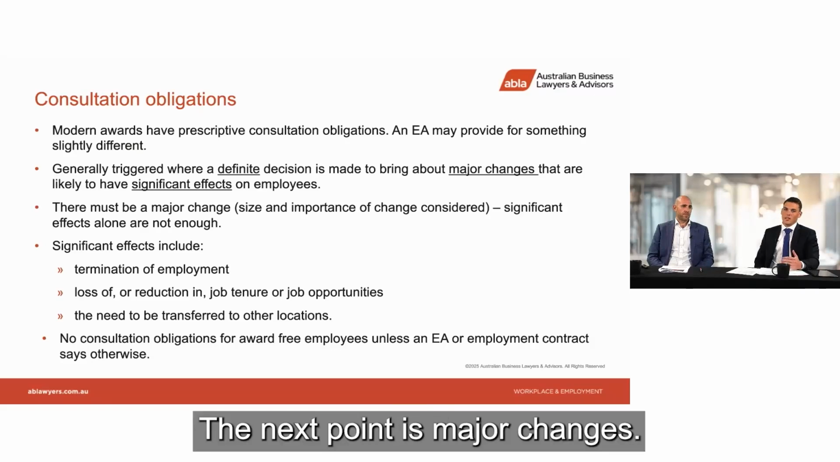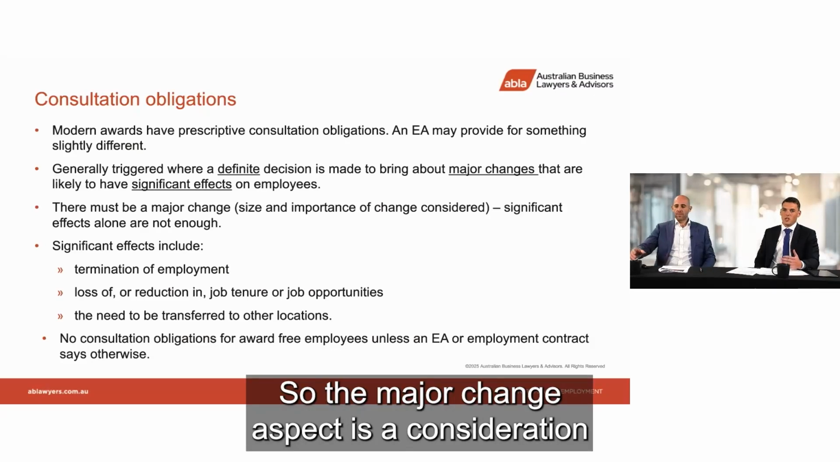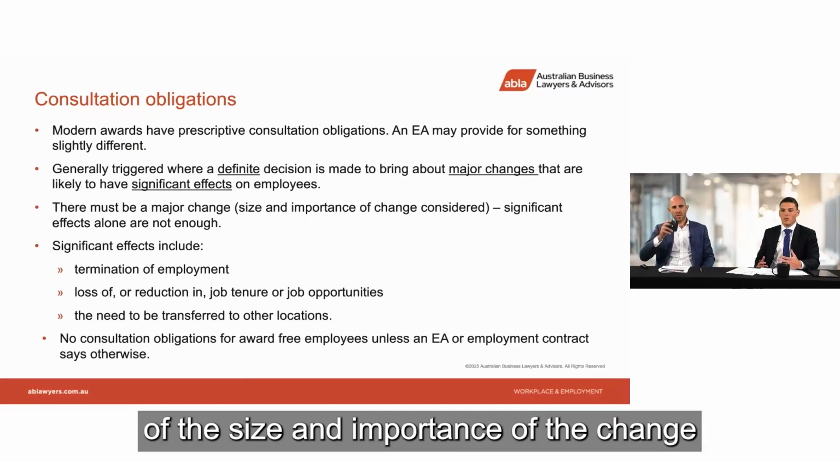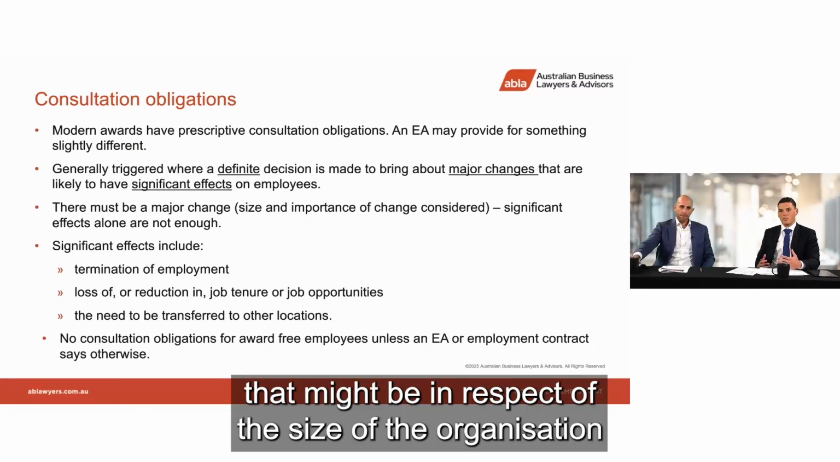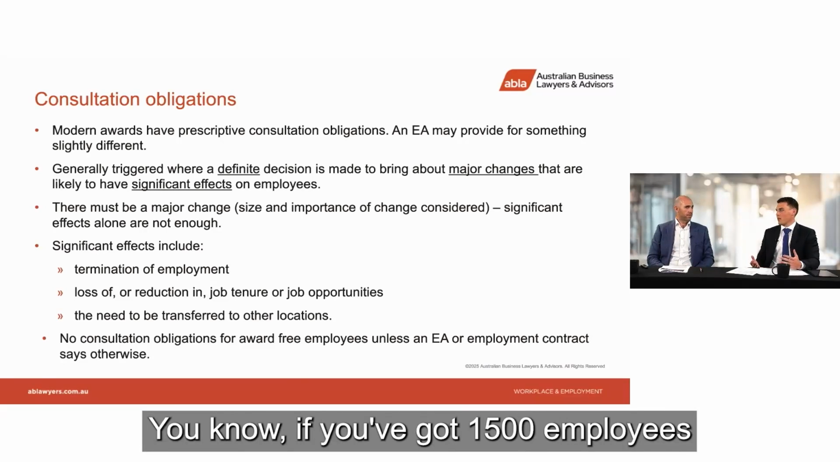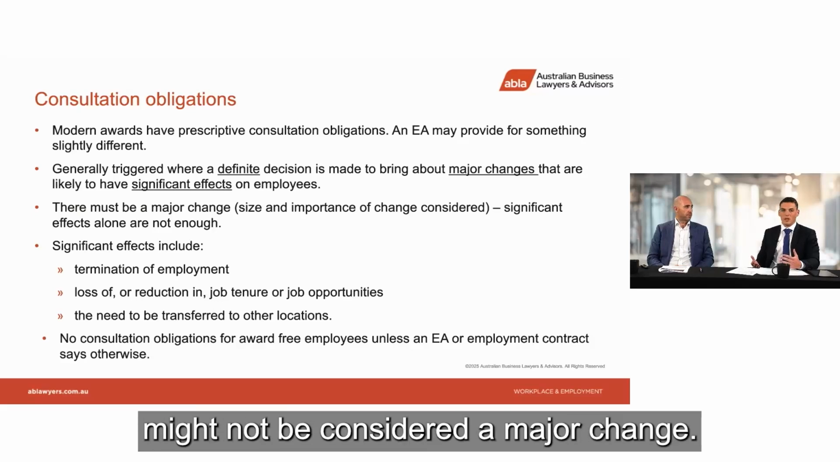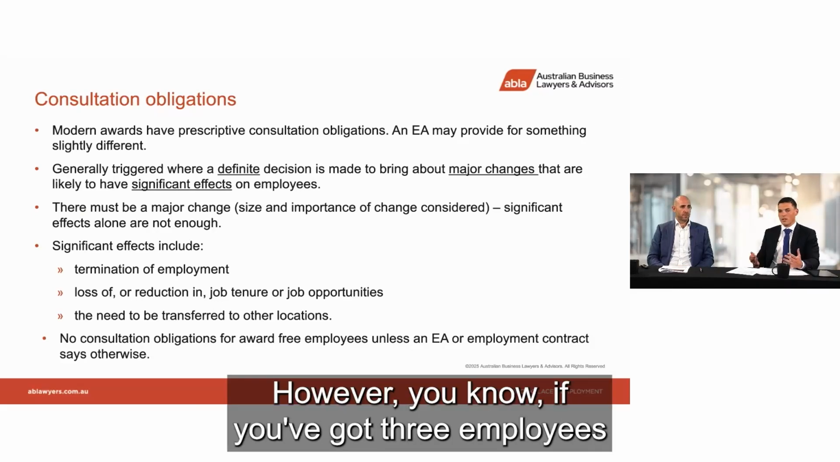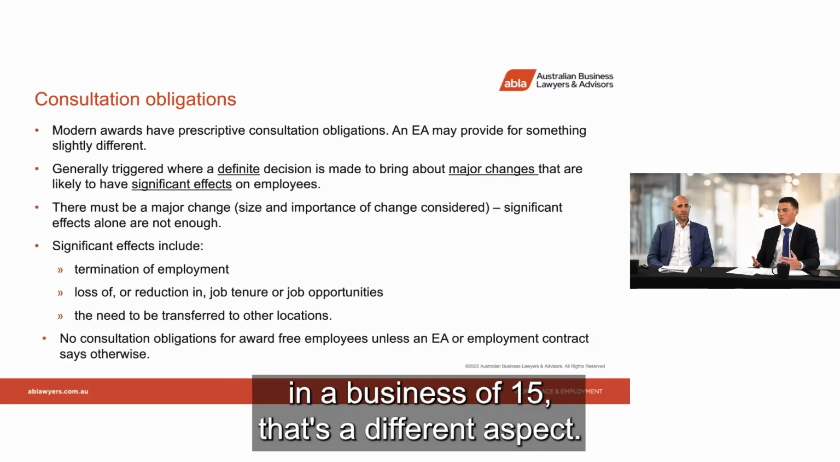The next point is major changes. So the major change aspect is a consideration of the size and importance of the change. That might be in respect of the size of the organisation compared to the size of the change. You know, if you've got 1,500 employees, making 3 employees redundant might not be considered a major change. However, if you've got 3 employees in a business of 15, that's a different aspect.